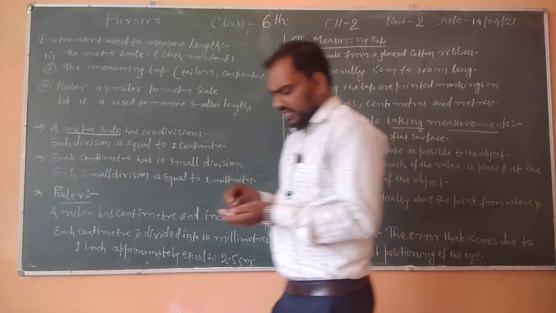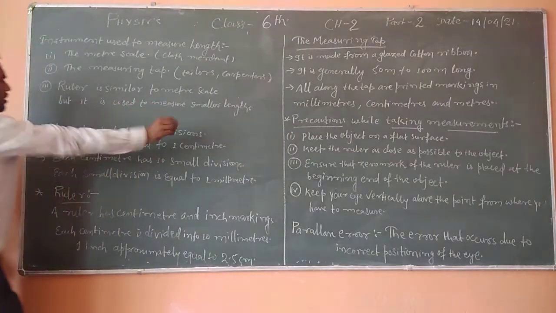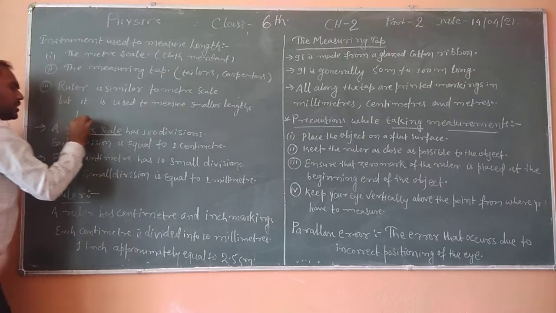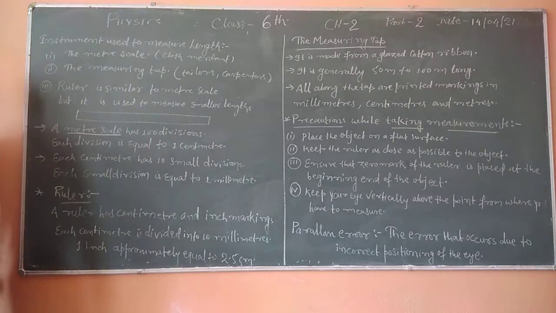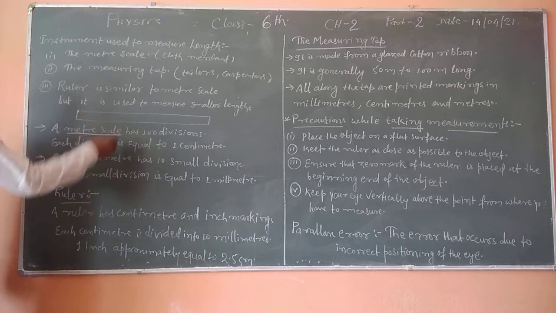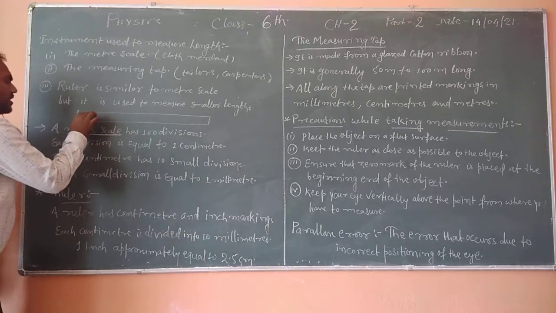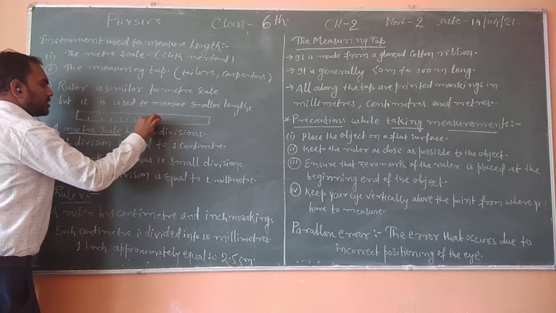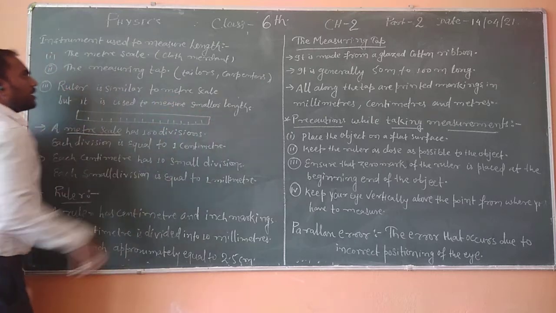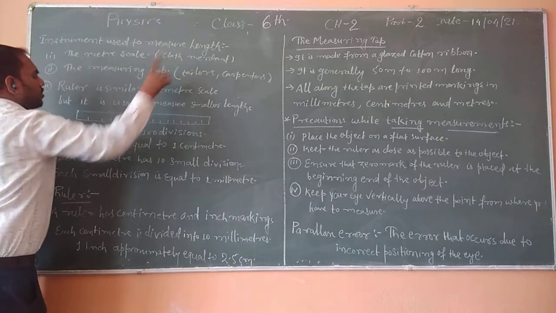Basically, a meter scale consists of 100 divisions. It is a long stick-like structure. It is made of wood, maybe of steel. Basically, cloth merchants used this stick. It contains 100 divisions, 100 such divisions in the meter. Basically it is used by cloth merchants.